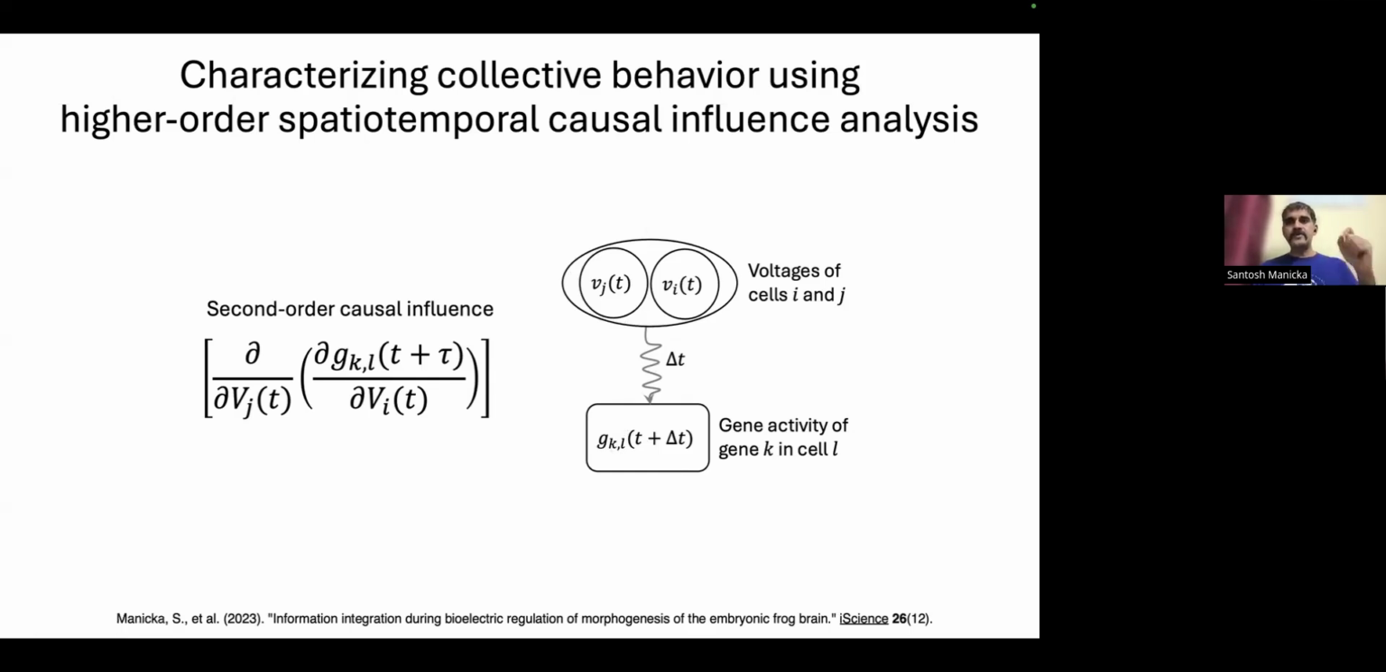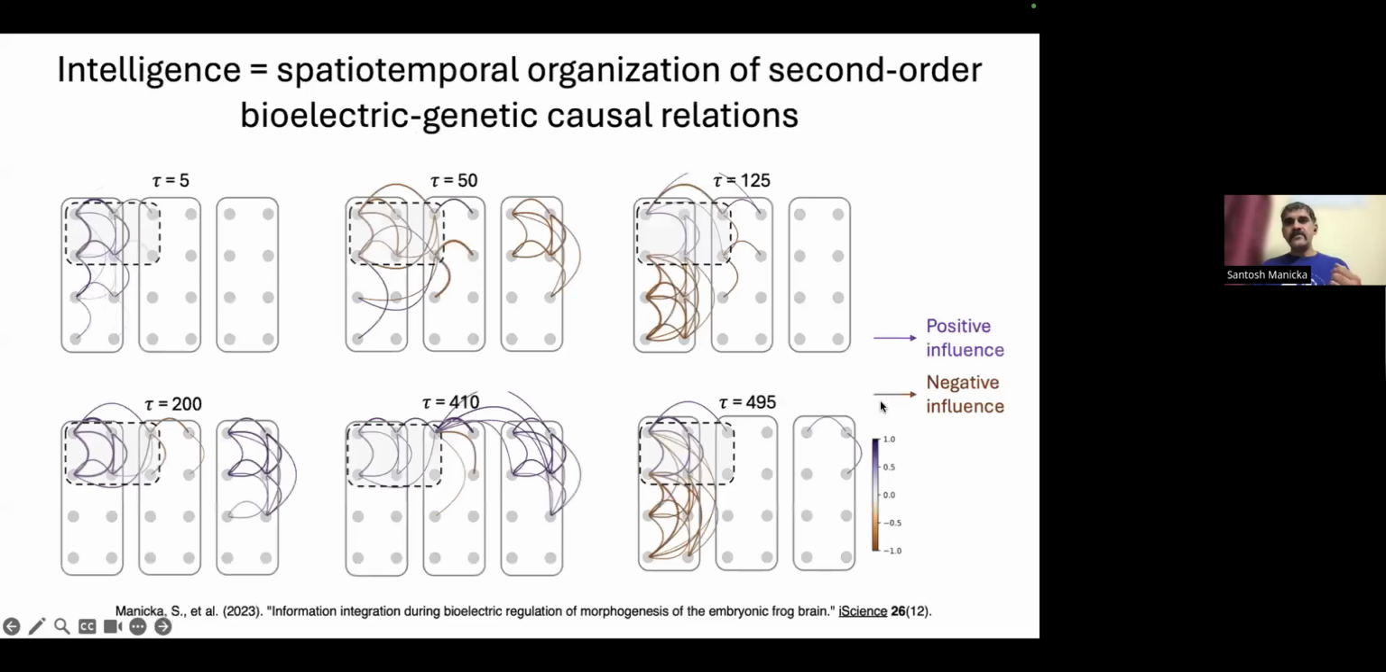The source is a pair of cells. That's why we have a second order derivative. And when we visualize this second order causal influences in the form of networks as before, then we see patterns emerge. So this is a little difficult for me to unpack, but I will try anyway.